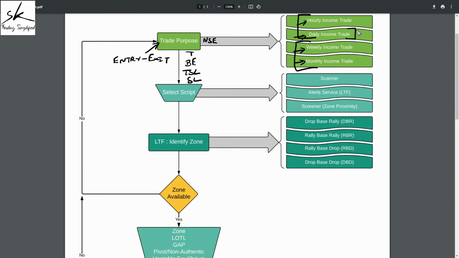But with time, with experience, if you want to include daily incomes into overnight trades, nothing wrong with that, because like I said, by definition, daily income is a trade which can last for a day or few days. So my step one is I need to define my trade purpose, and let's assume I opted that I want to plan monthly income trades. Now, once I have selected my purpose of trade, what is going to happen? From the rule book, I'll get to know what time frames I should be using.